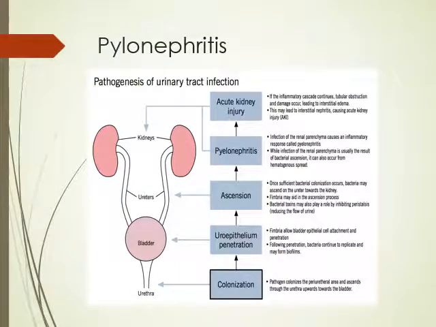So pyelonephritis, this is from the book, and this is just a concept map of what happens. And you can see the injury and where pyelo can occur, but it can also occur from ascension. So any of those problems. Chronic pyelonephritis often progresses to chronic kidney disease or to end-stage renal disease when both kidneys are involved.